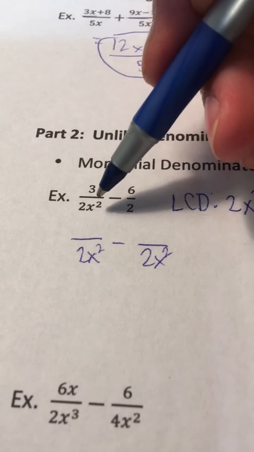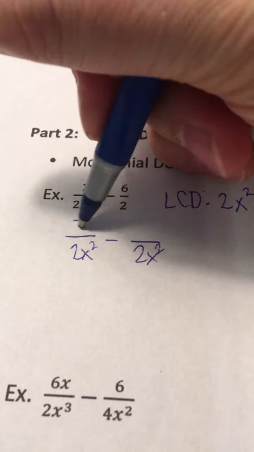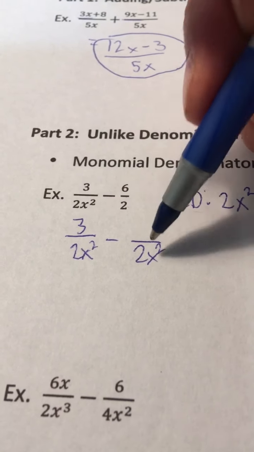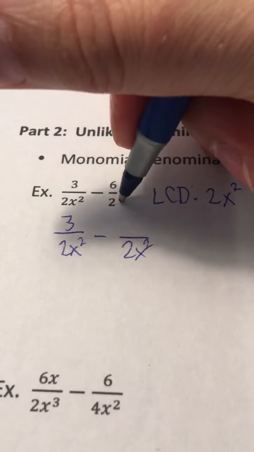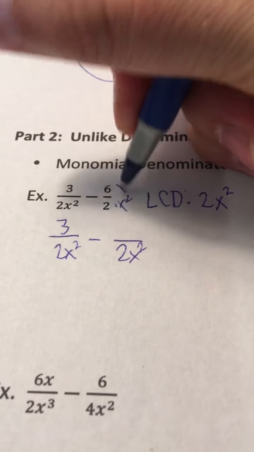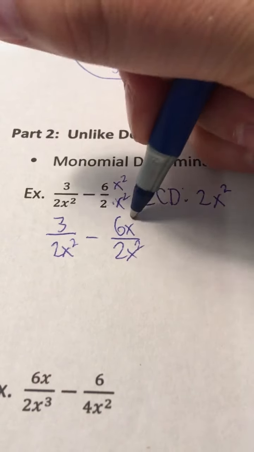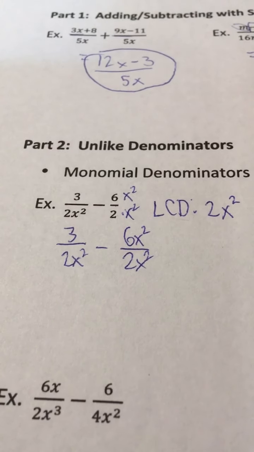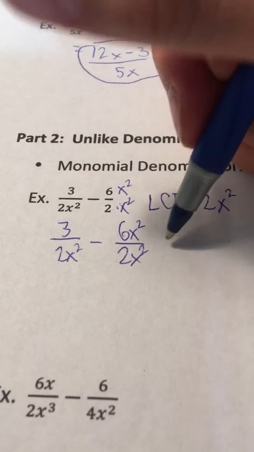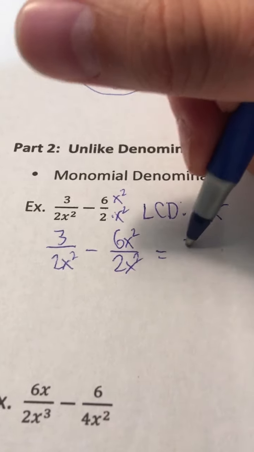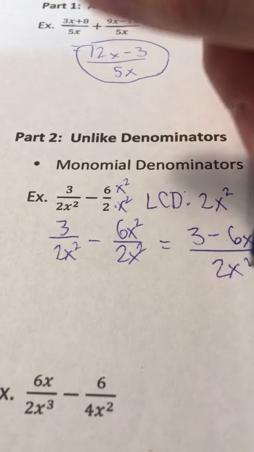So I'm going to change both of these into something over 2x squared. The first fraction already has everything I need, so I don't have to change anything. Leave that as a 3. But the second fraction has the 2. What did it not have? X squared. So I have to multiply top and bottom by x squared. That's going to give me 6x squared on top. Now I have my same denominator, so let's put it together. They're not like terms on top, so don't try to subtract them. It's just going to be 3 minus 6x squared all over 2x squared.